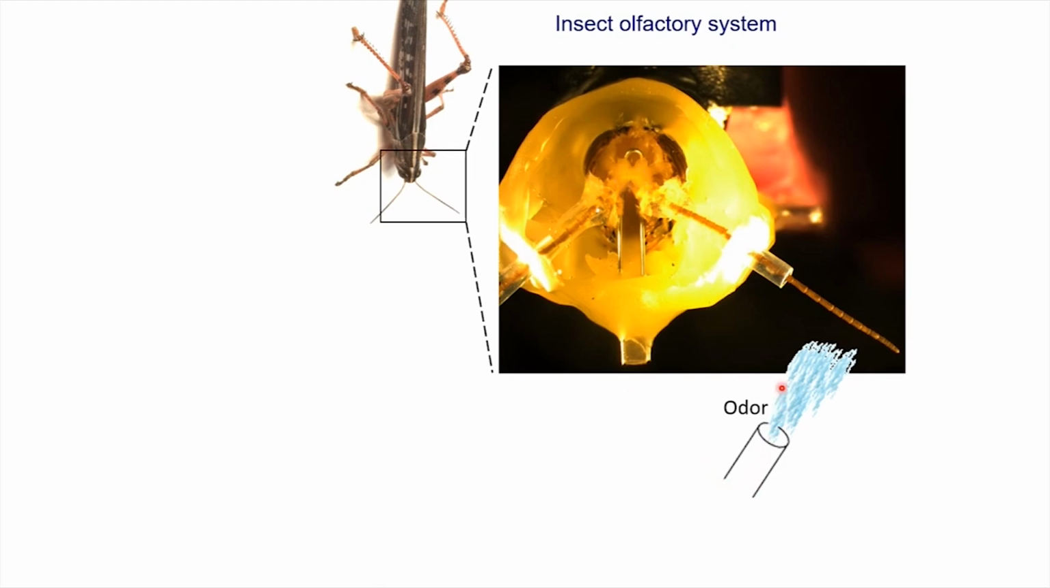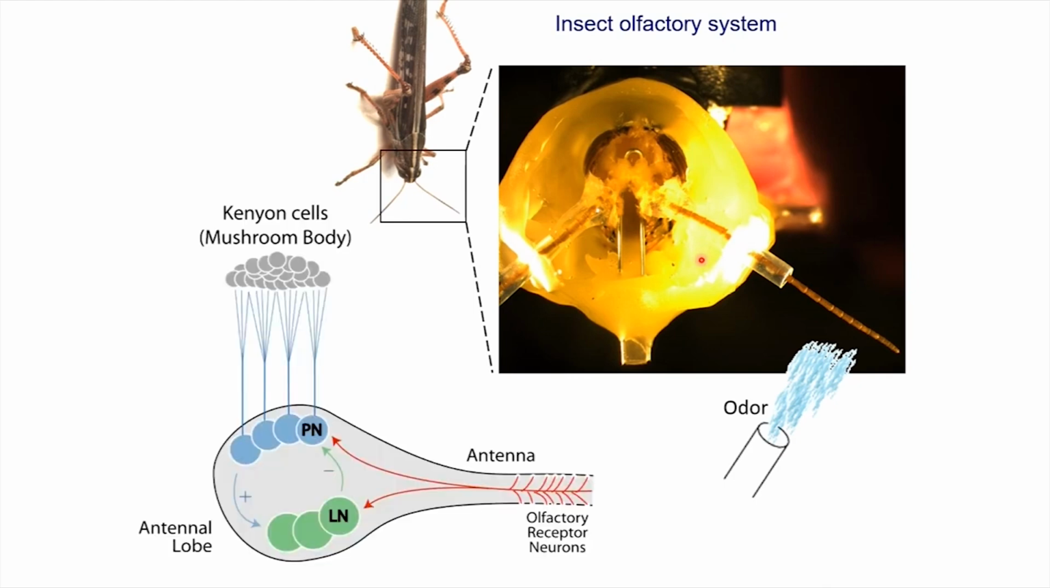So we can give some odor to the antenna using a small tube through which odors are being puffed. And then we can see how the neurons in the brain are responding to this odor puff. So on the antenna here, there are olfactory receptor neurons that are located. And these olfactory receptor neurons send their axons to an area of the brain called the antennal lobe. So this is the first olfactory processing center in the brain, which contains two types of neurons, projection neurons and local neurons. And then these neurons project to higher areas.